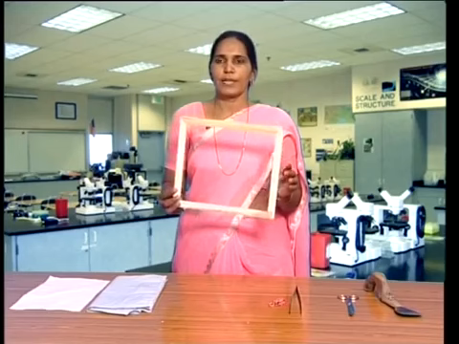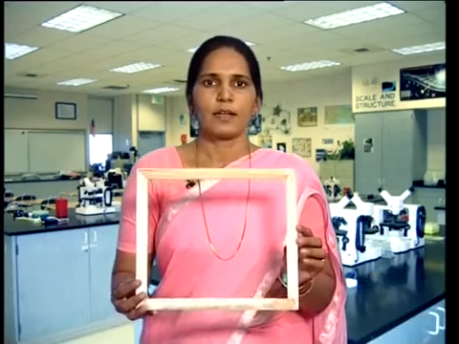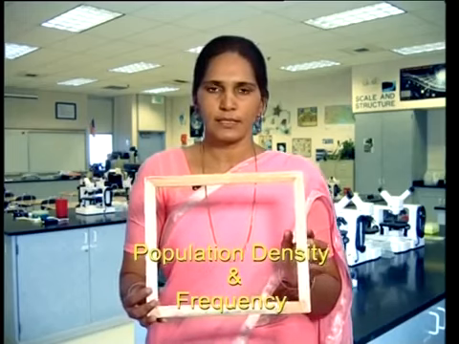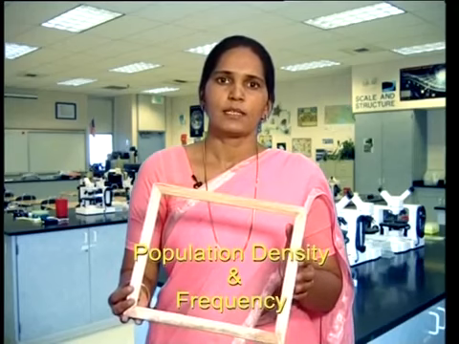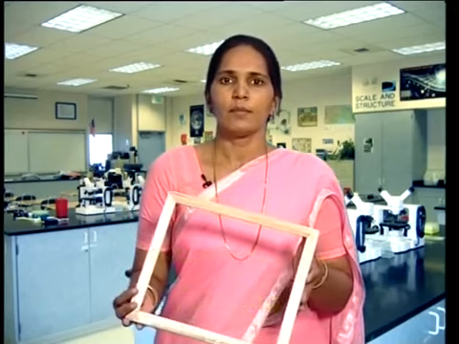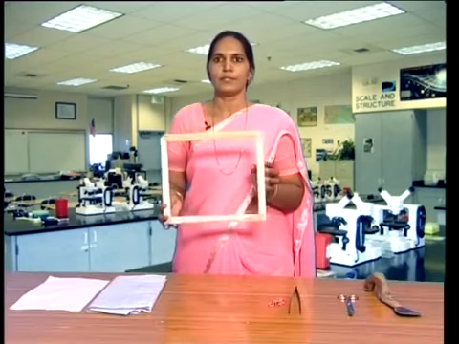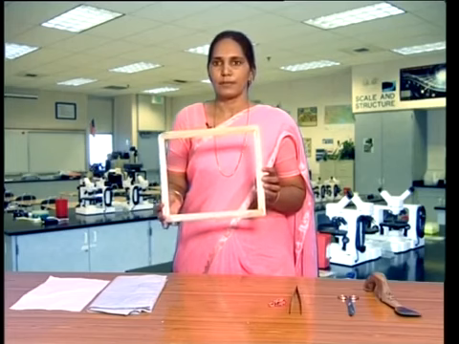The purpose of taking this specific sized quadrate is that an optimum number of plant species will be included inside the area of this quadrate. If we use a larger one, then more and more plant species will be included and our calculations will be disturbed. Generally, we use this sized quadrate for our experiment.